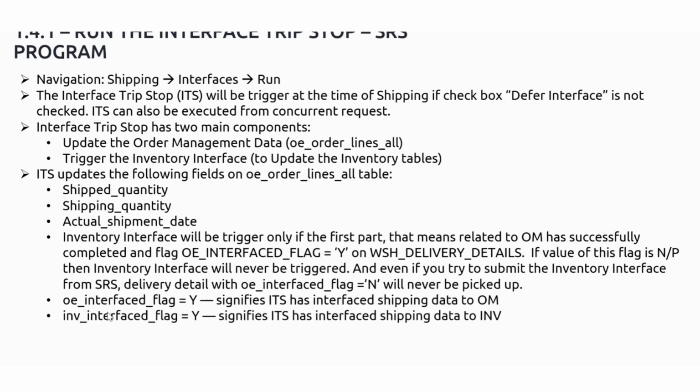It will put the inventory interface flag and OE interface flag as Y. If you see, this signifies that ITSS interfaced shipping data to OM. And this will signify that ITSS interfaced shipping data to inventory. Okay, so it will decrease the quantity, it will close the line, it will update the ship quantity and actual shipment date in the order line information, and also these two flags. Okay, so these are the two main components of it, that it will update the order management data and also it will trigger the inventory interface, which will update the inventory tables. That is what the interface trip stop does, which will basically be automatically triggered in most of the cases. Okay. Invoice.